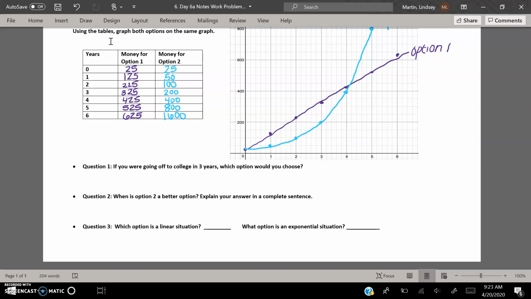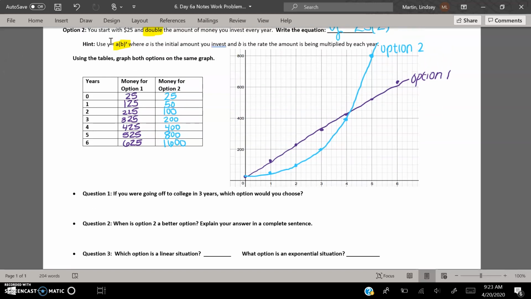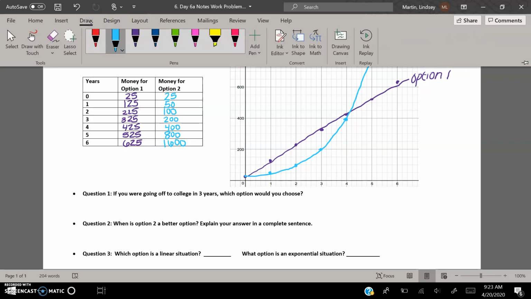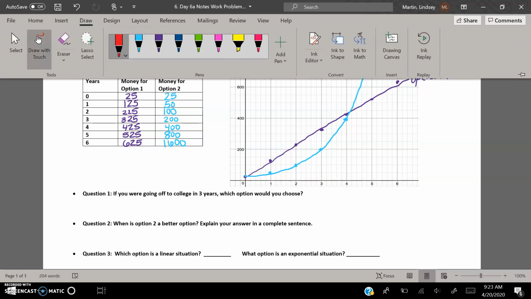If I was going off to college in 3 years, which option would you choose? So we would look at the line on our table that says 3 for 3 years. So if you were going in 3 years, which option would you choose? You would choose the one with the most money, and that would be option number 1. You would have $325 at that time.